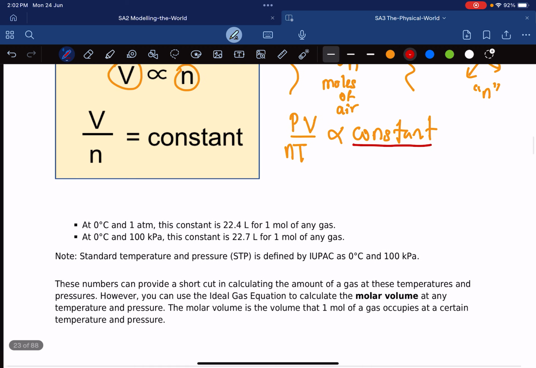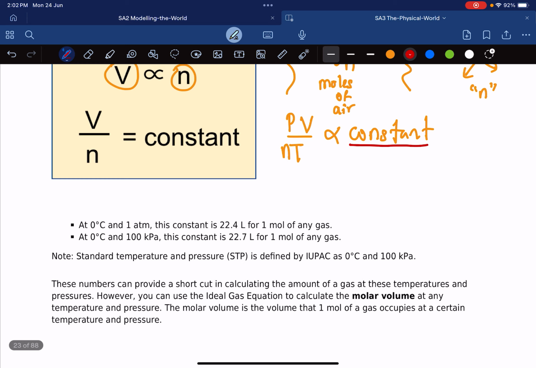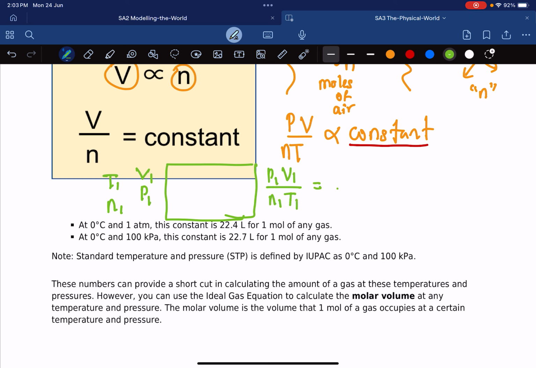To understand this, let's say you have a room. In this room, you know the volume, the pressure, the temperature, and let's say you know the number of particles in that room. What you do is you take the ratio of everything. You take P1, V1, N1, and T1, you take the ratio, and you get a number. Let's call the number X.